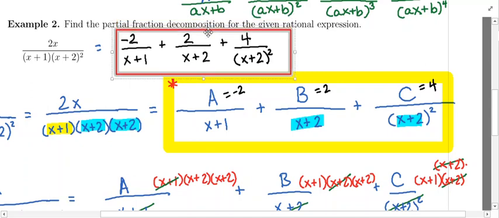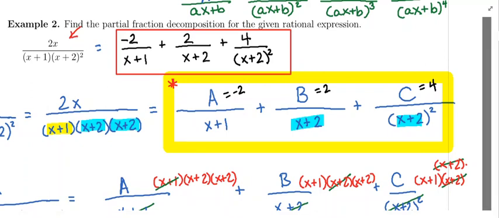These are the 3 simpler fractions that you can add up, and when you add them up, you get the original single fraction. Remember, you can check yourself. You can take this answer in the red box, get a common denominator, add these 3 fractions, combine them into one and simplify. You should get what we started with, 2x over x plus 1 times x plus 2 squared.